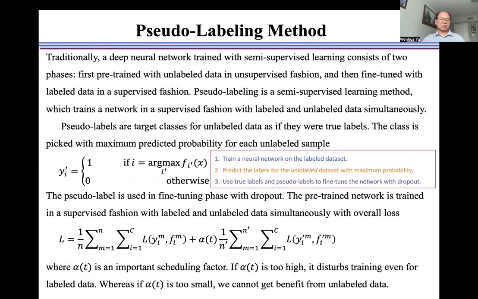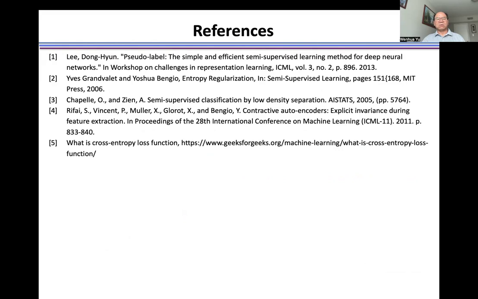The pre-trained network is trained in a supervised fashion with labeled and unlabeled data simultaneously with the overall loss function as shown here. This part is for labeled data and this part for unlabeled data, where alpha is an important scaling factor. If alpha is too high, it disturbs the training even for labeled data. Whereas if alpha is too small, we cannot get benefit from the unlabeled data. For more details, please check these references.